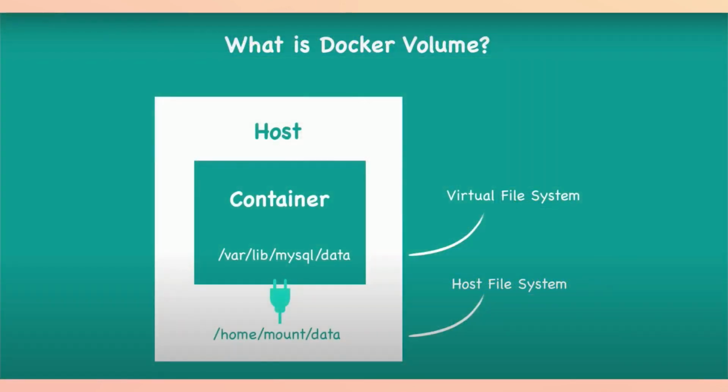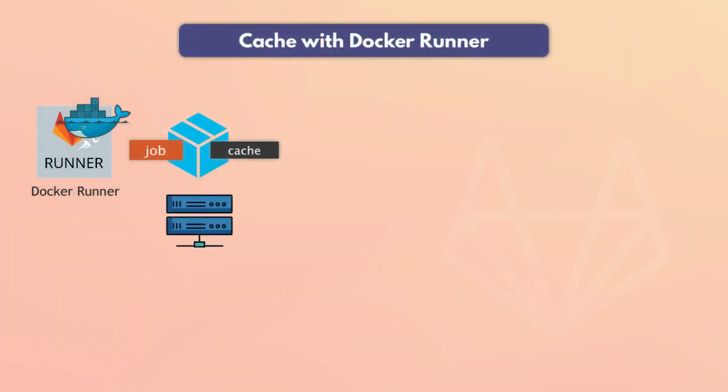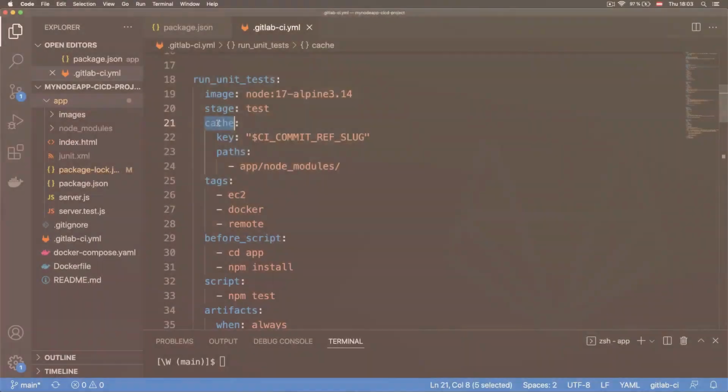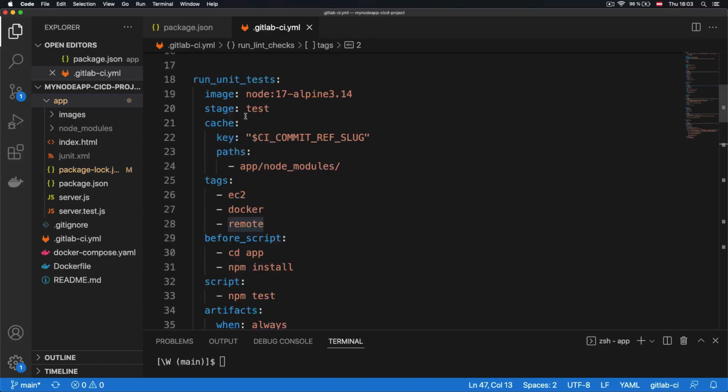container on the host. So our goal with the cache is that we want to persist, we want to actually save that cache data on the machine, on the server where the jobs are running. So we need to fix that issue and basically configure a volume for our GitLab runner that uses the Docker executor. And it's not actually difficult to do.